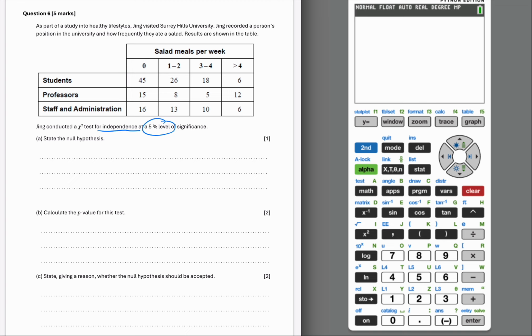So the null hypothesis is that the number of salads eaten or bought, maybe, don't actually know they've eaten them, is independent of the role at the university.